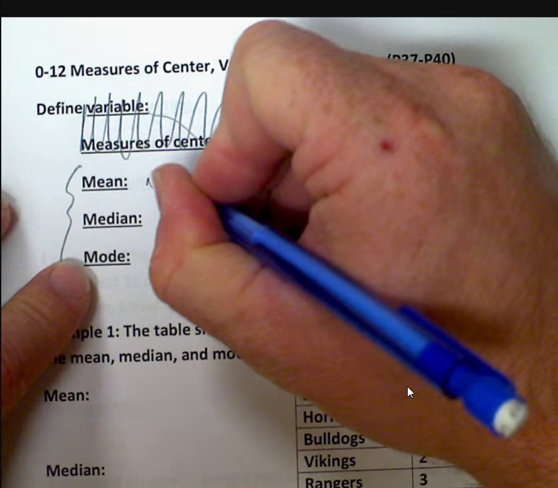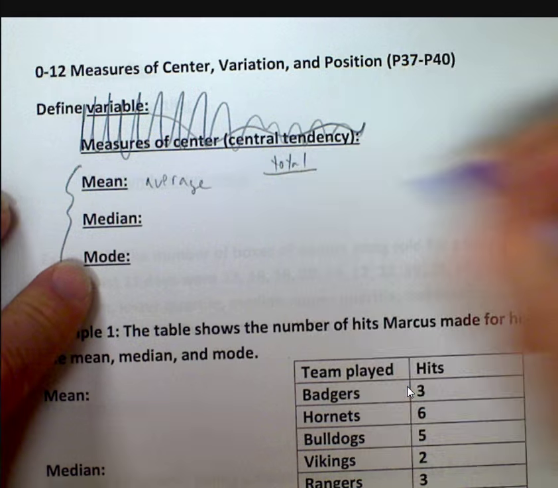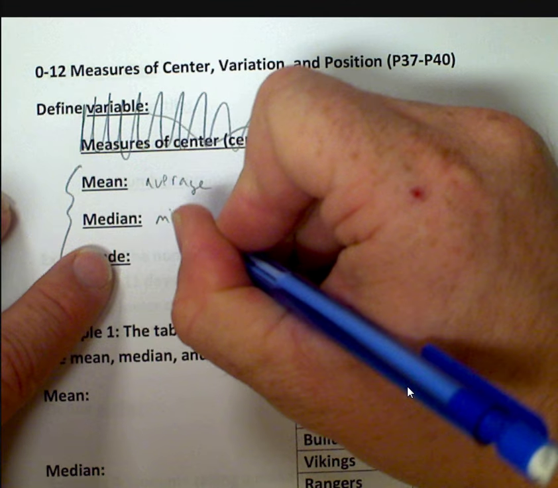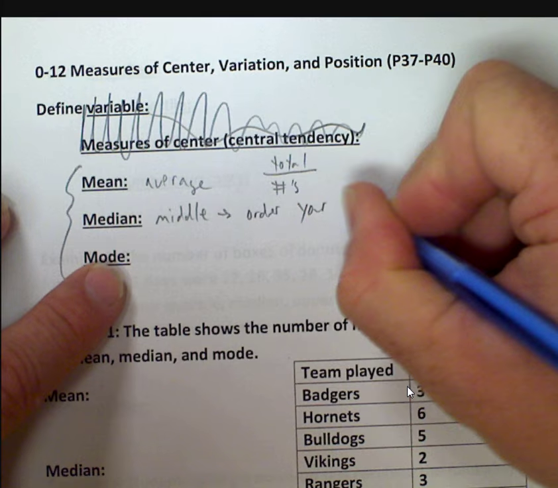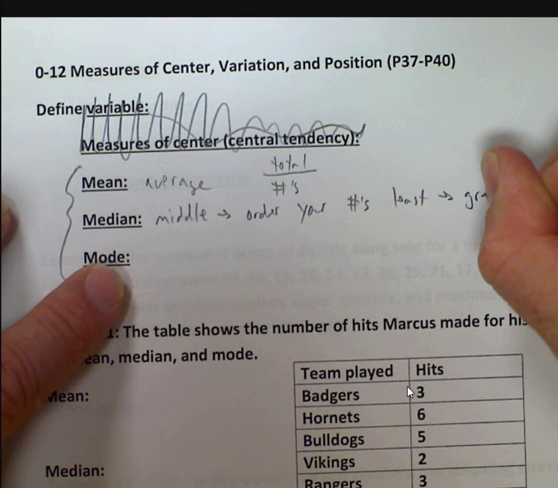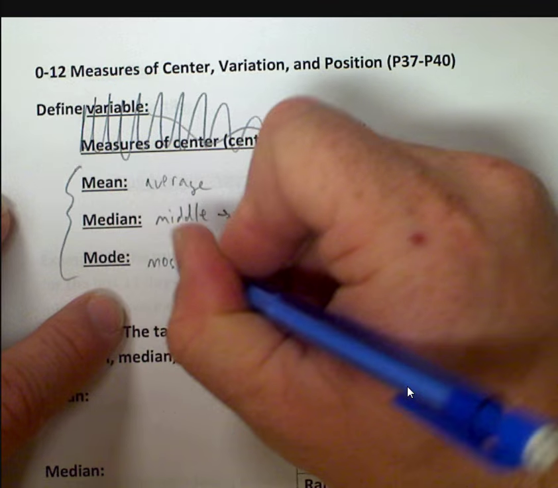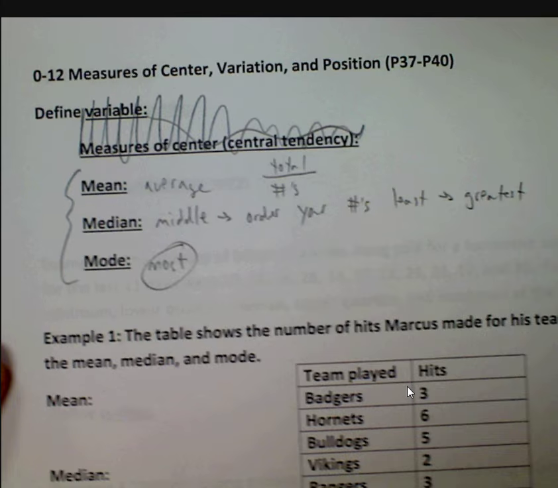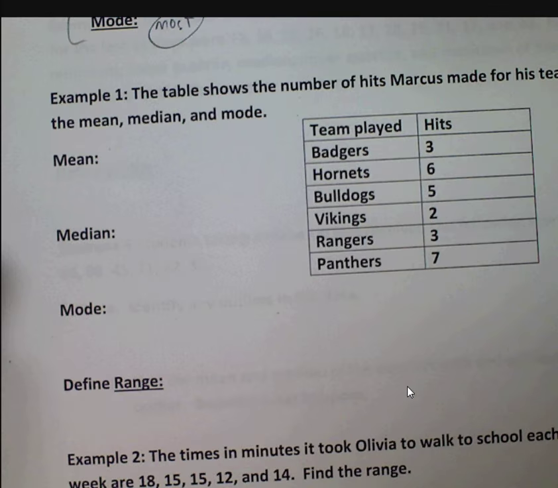Mean is the average, so that's when you add up the total and then you divide by how many numbers there are. The median is the middle number, but make sure that you order your numbers from least to greatest. The mode is the number or numbers that appear the most. Sometimes you might have 1, you might have 2, you might have 3, or you might not have any, depending on the data. So let's go ahead and look at example 1.